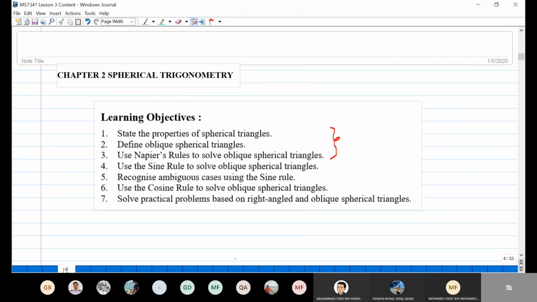Okay, so our aim for today, up to a little bit of 1, 2, and 3. What is a spherical triangle? How do you define a spherical triangle, and then how to use Napier's rule to solve a spherical triangle, right? I think we have a bit of time to do this, so I'm not going to rush you here.